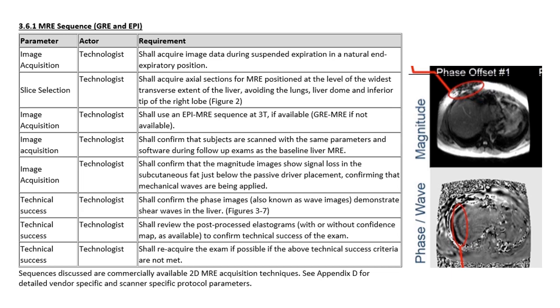In addition, to determine technical success, the technologist shall confirm that the phase images, also known as the wave images, demonstrate shear waves in the liver. You should also review the post-processed elastograms with or without the confidence map, as available, to confirm technical success of the exam. If the exam was not technically successful, it should be reacquired if possible.